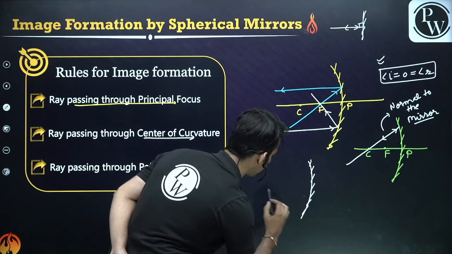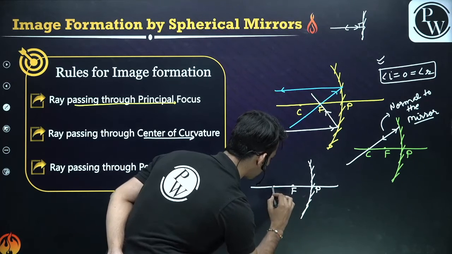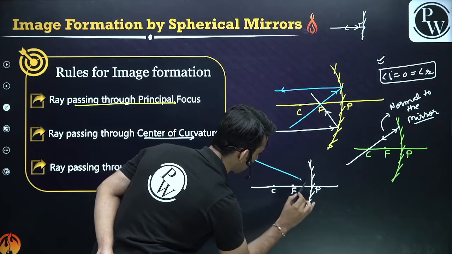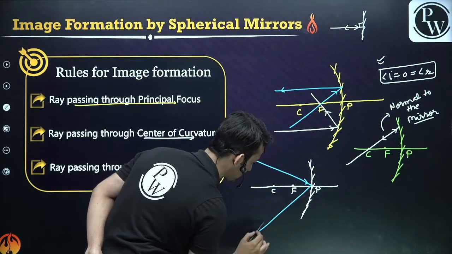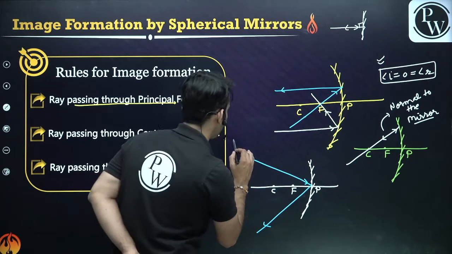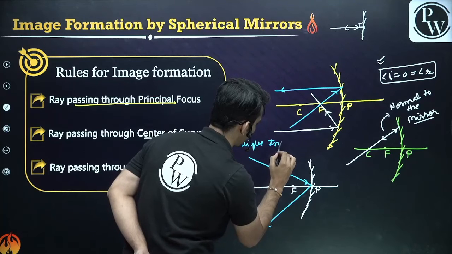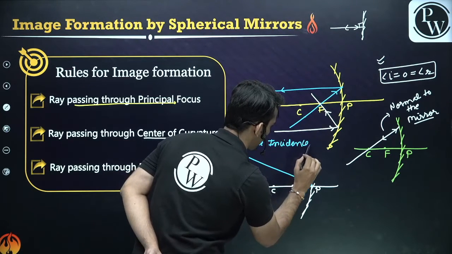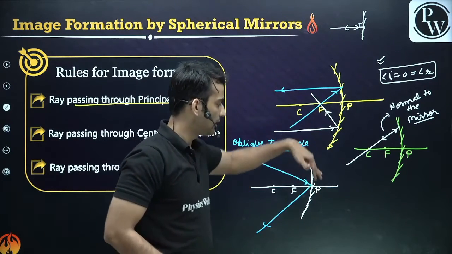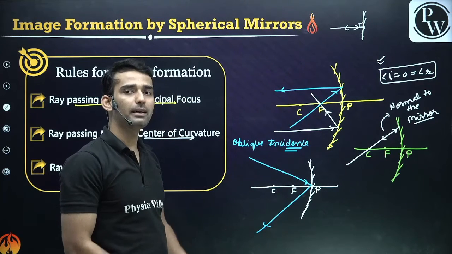If I pass any ray, this is the pole, this is the focus, this is the center of curvature. If I pass any ray through the pole, what will happen? It will be reflected accordingly. It's called oblique incidence. What do we call it, guys? Oblique incidence. So any ray passing through the pole will reflect at the same angle. So these are the three rays that you will be considering.